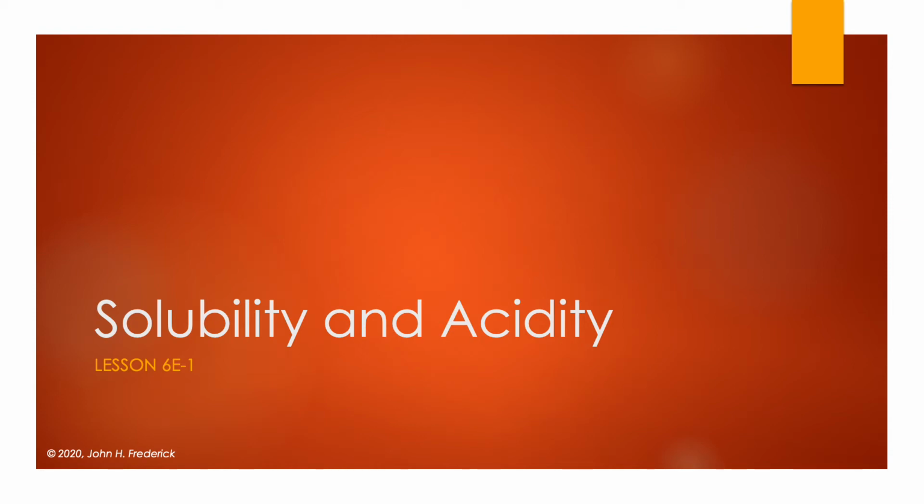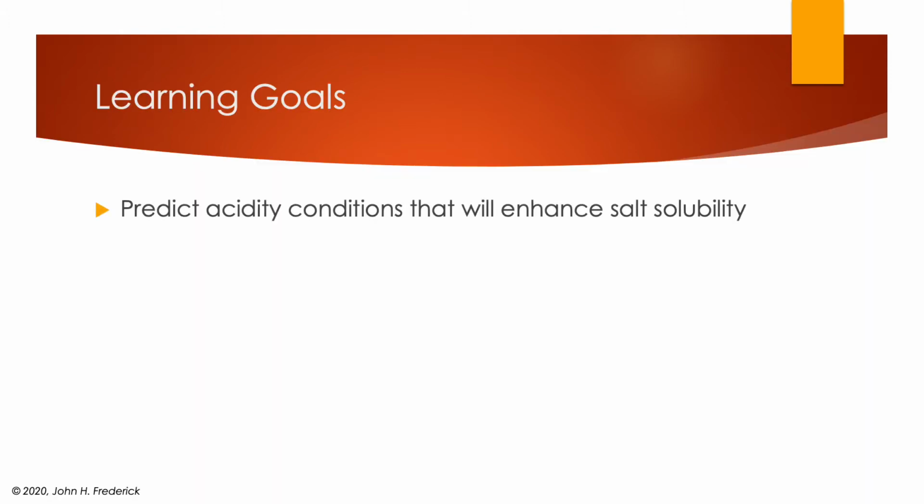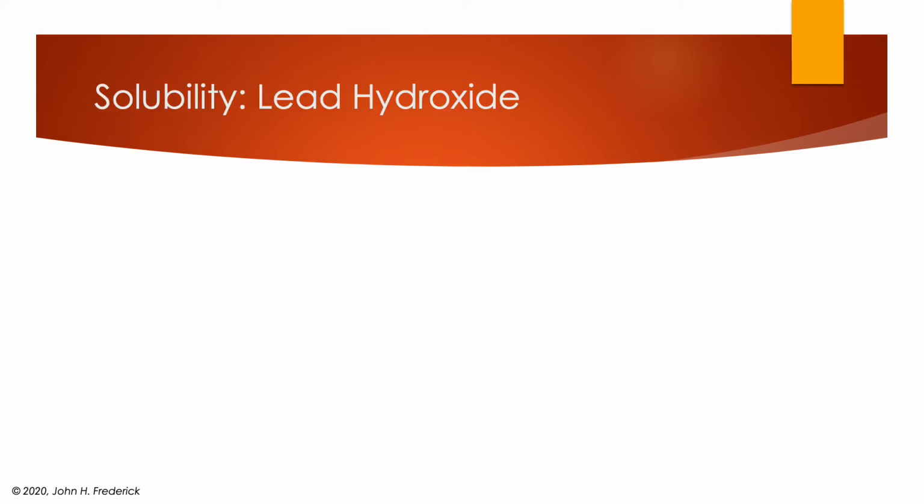We've seen that different ionic compounds or salts can have acid-base properties when they dissolve in water. In this video, we want to examine whether or not this affects their solubility. So our learning goals are going to be to predict the acidity conditions that may affect or enhance the solubility of a salt. So we're going to motivate this by looking at a real example.